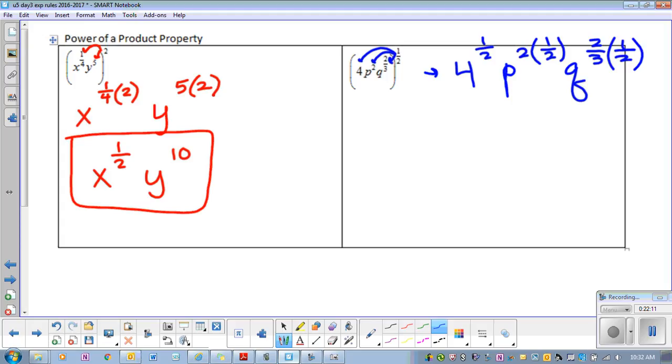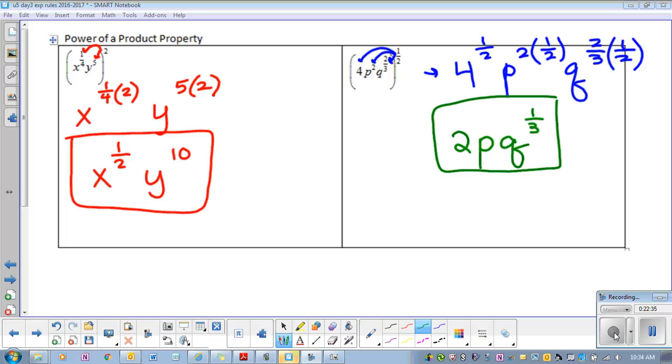So you guys try that, please, and tell me what you get. All right, so 4 to the 1/2 power is 2. P to the what? What's 2 times 1/2? 1. Do I have to write the 1? No. What about the Q? 2/3 times 1/2 gives me? 1/3. Good. And there you go. And then you're done. Good job.